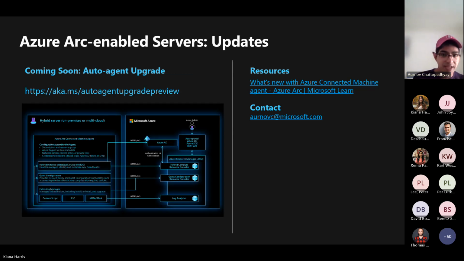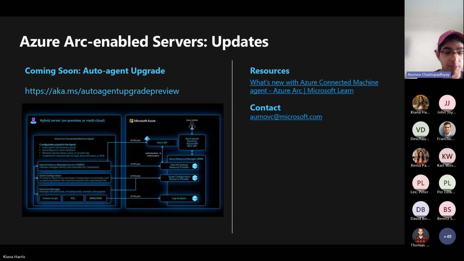Awesome. And then in the final slide, we wanted to give a little sneak peek of something that's coming up that we know has been a really anticipated feature, which is auto agent upgrade. So as you know, we have the connected machine agent. You have to keep that updated every month, basically, with all of the different advancements that we have. We know a lot of folks really want to sign up for this.